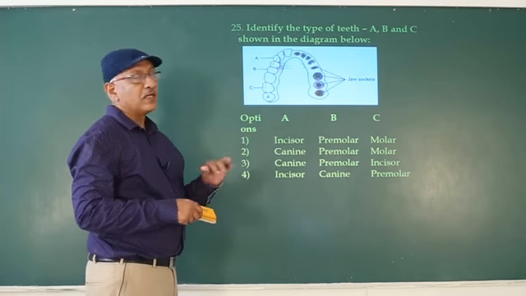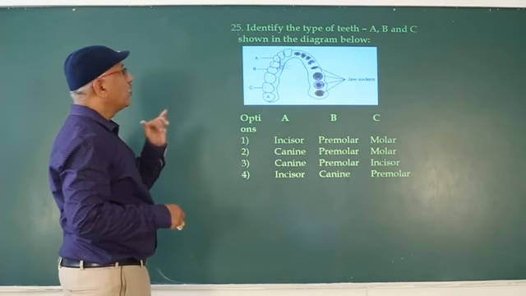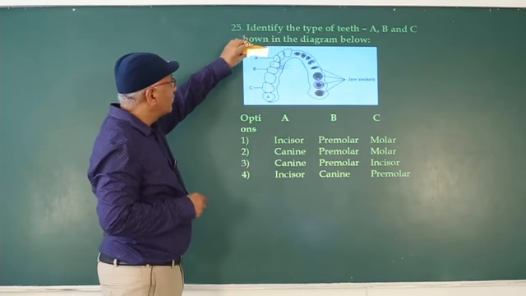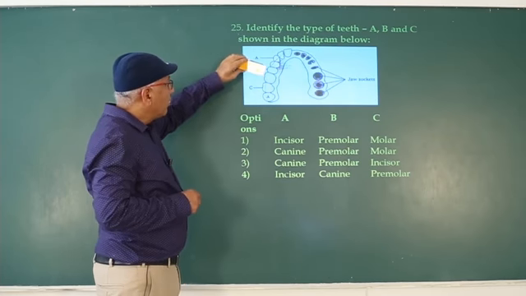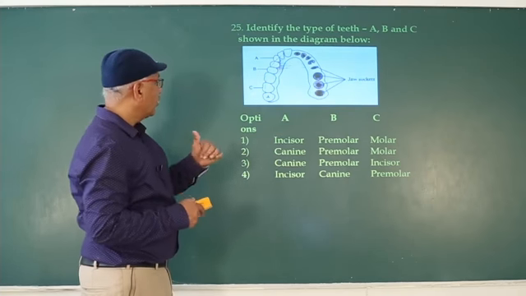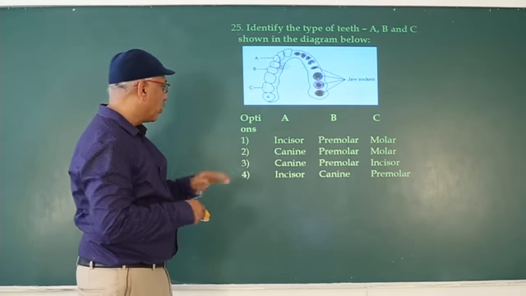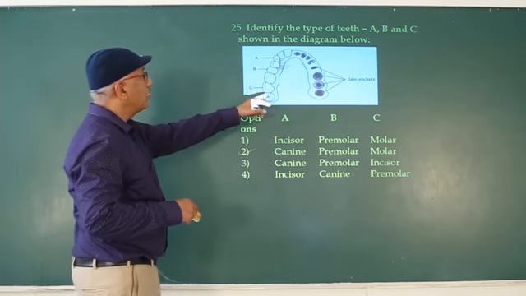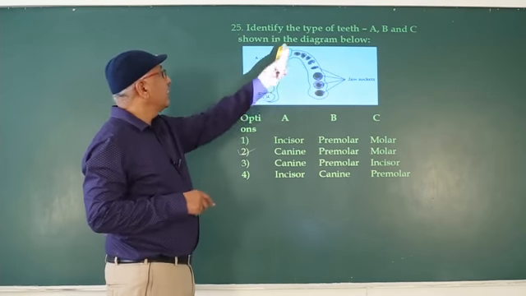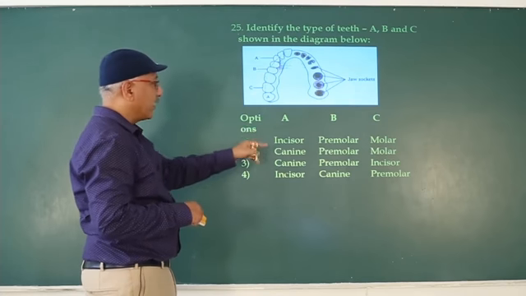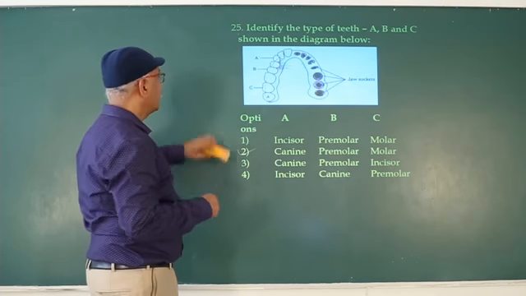Identify the type of teeth A, B and C shown in the diagram. These are the incisors. So they are canine, premolar, molar. It is also a molar. So that's why the answer is canine, premolar, molar.